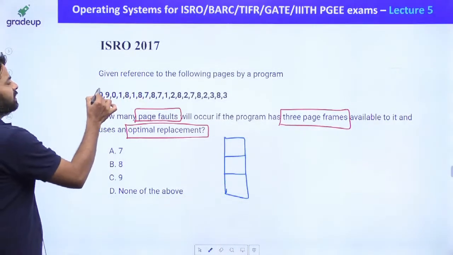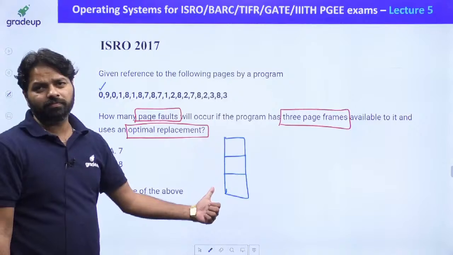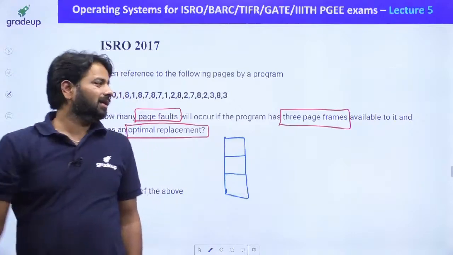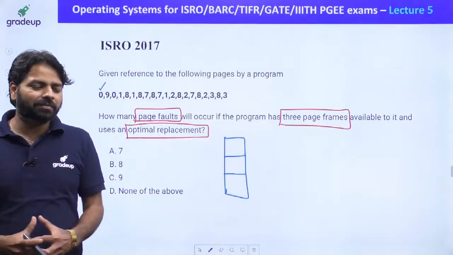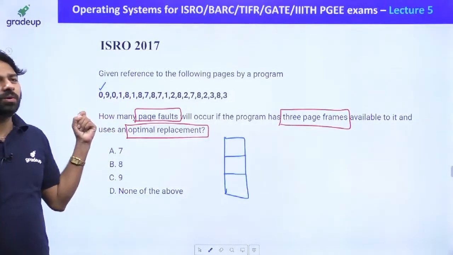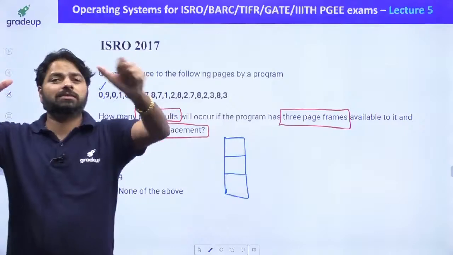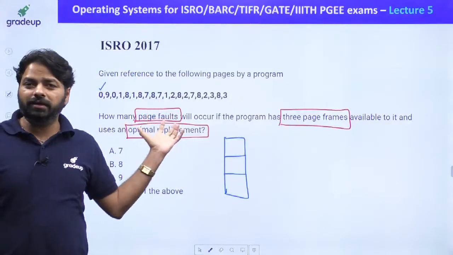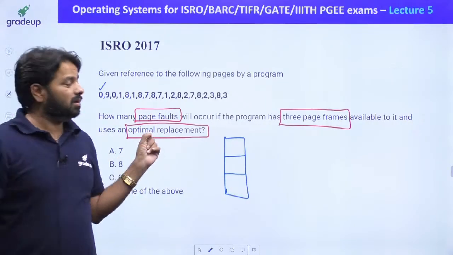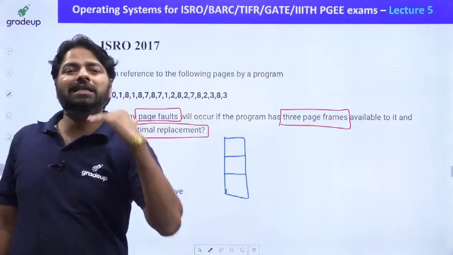Okay, now first 0 is coming, but 0 is not available. Dilip, good question. Guys, why is it practically not possible? In real time, you will not know what the future references are. Here I am requesting 0. How do I know that the next is 9? When you know all the references, then this is recommended. In real time, why is optimal page replacement not recommended? Because how do you know what the next page request is?